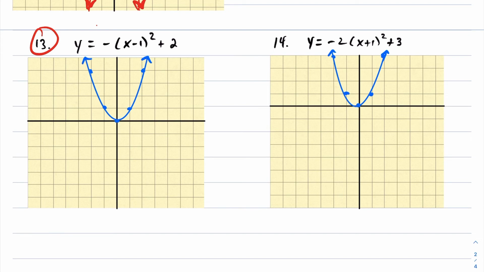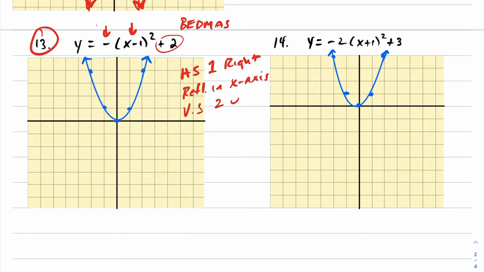So for number 13 here, we have a lot going on. So again, when you do your transformations, you do them by BEDMAS. So you're going to take care of your brackets first. So therefore, we have a horizontal shift of 1 unit to the right. Then after brackets, we take care of our multiplication and division here. That operation is multiplication. So then we have a reflection in the x-axis. And then lastly, we take care of our addition and subtraction. So in this case here, we have a vertical shift 2 units up.